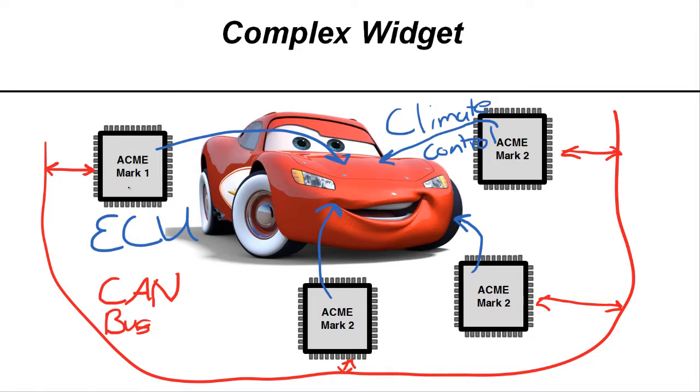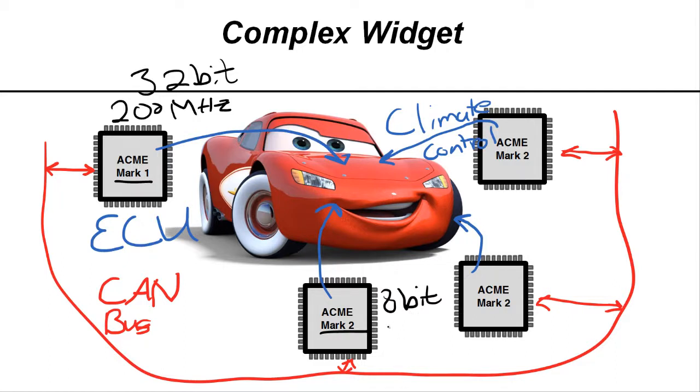So a lot of the difference between, say, the Mark I and the Mark II: maybe this is a processor running at 200 megahertz, and he is, I don't know, 32-bit. For this mass airflow sensor, he may be an 8-bit microcontroller running at 10 megahertz. So we just distribute our solution to the problem around the car. That's a good example of a larger widget. Now, your project may fall somewhere in between, but at the end of the day, it's just I/O.